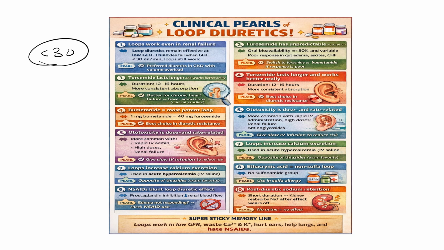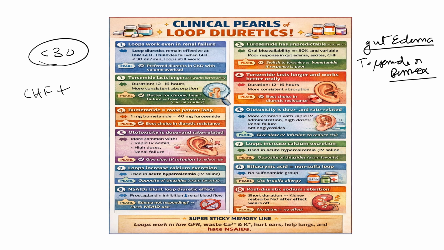Now, if the patient has gut edema, furosemide will not work properly, and in those cases we can switch furosemide to torsemide or bumex. Torsemide has the longest half-life, 12 to 16 hours, and is most useful in patients with chronic heart failure and patients who also have CKD, because torsemide is mostly metabolized by the liver.